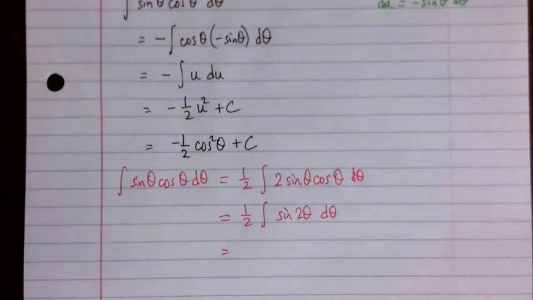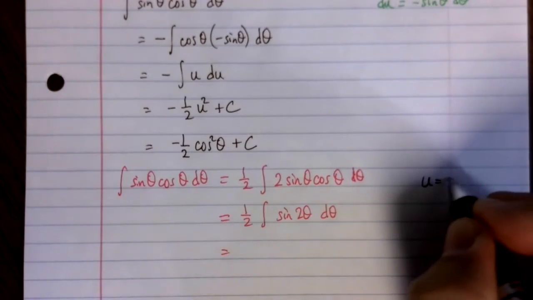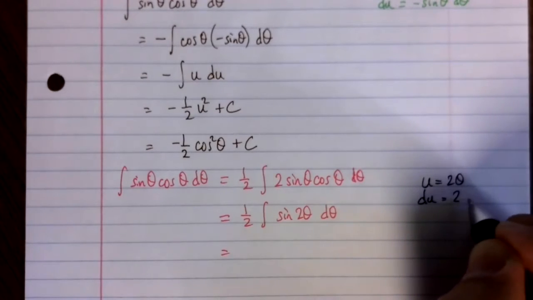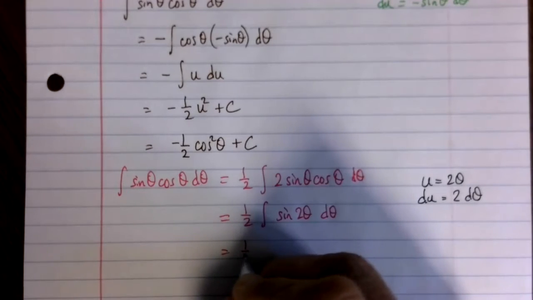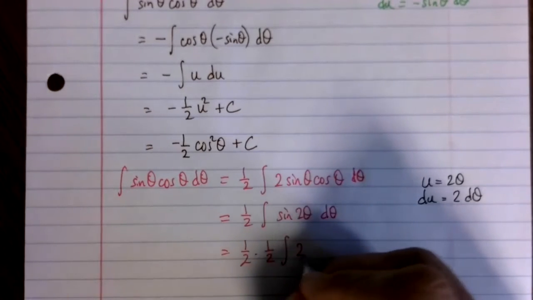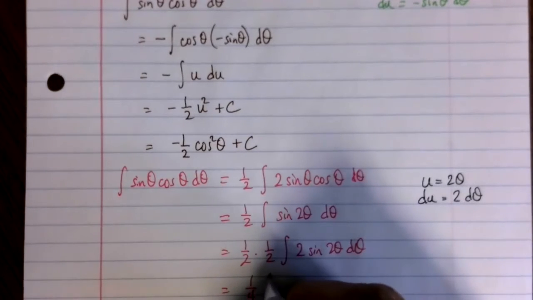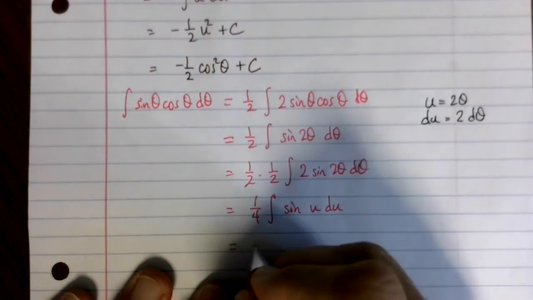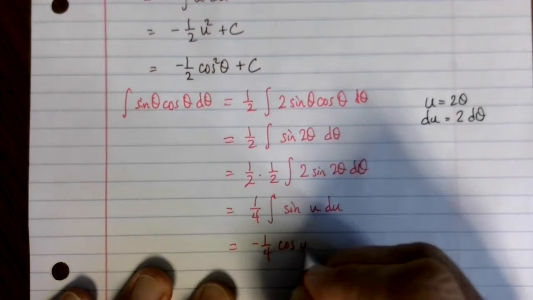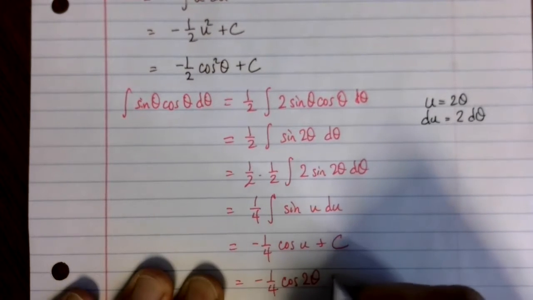Okay, and for this, we'll apply the substitution. So we have that u is equal to 2 theta, and so du is equal to 2 d theta. Applying the substitution, we get 1/2 times an additional 1/2, 2 sine of 2 theta d theta. So that becomes 1/4 times the antiderivative of sine of u du, for minus 1/4 cosine of u plus c, for minus 1/4 cosine of 2 theta plus c.